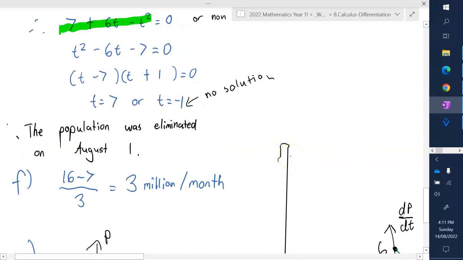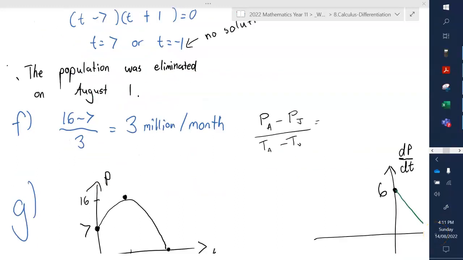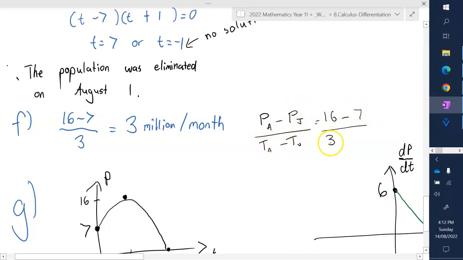So our population in April was 16 million that we've just already discovered. Our population that we started with in January was 7 million. The time in April was month 3 and the time in January was month 0. So if I take those away, I'm going to get 9 over 3, which is 3, and that's where my 3 million per month came from for F. When I did this in class the other day, a lot of you said you've done that in science before, so think back to your science lessons and see if that might help you out if you get a question that's looking like an average rate of increase or decrease.